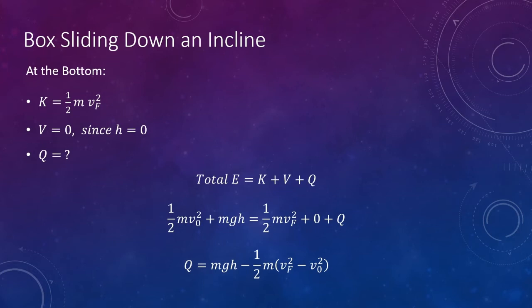And at the bottom we have the kinetic energy at the bottom, 1/2 the mass times the final speed squared. Potential energy is 0 since we're at no height above the ground, and we've had some heat flow due to friction. And so we can rearrange that to get that heat flow due to friction, which would be the potential energy at the top minus kinetic energies, or more precisely 1/2 the mass times the final speed squared minus the initial speed squared.